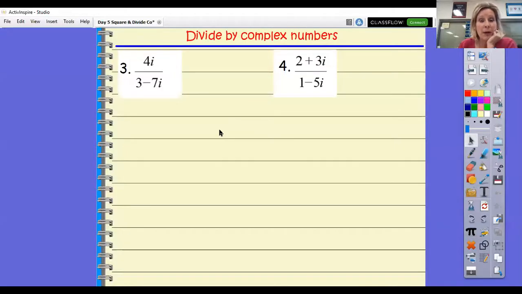Here are the last 2 problems I'm going to do with this concept. Copy them down, pause the video if you need to, and be ready to go.